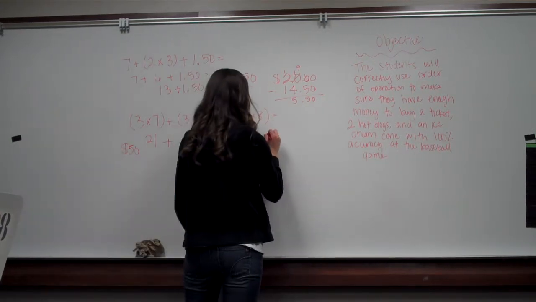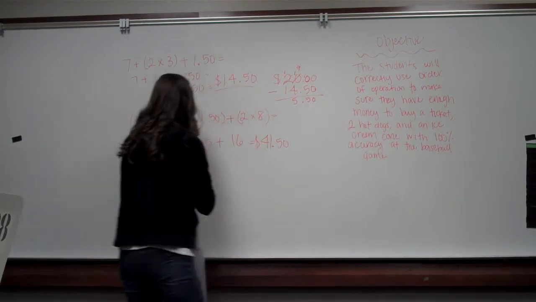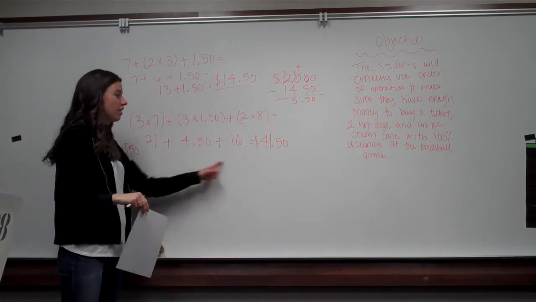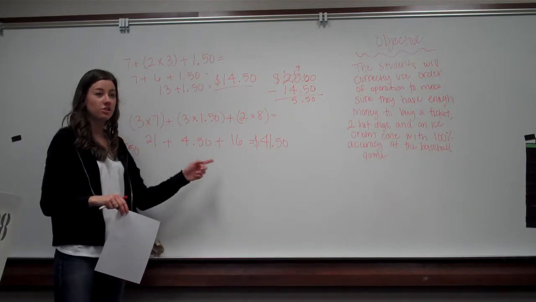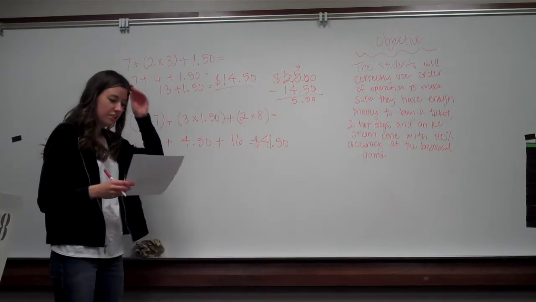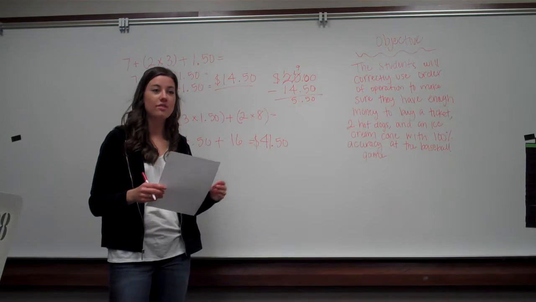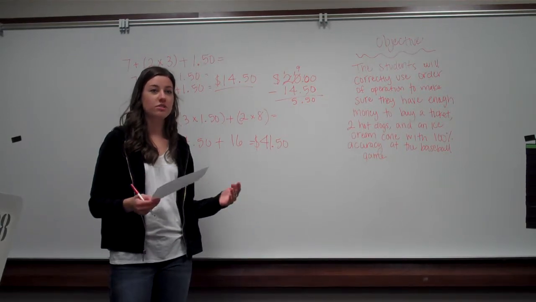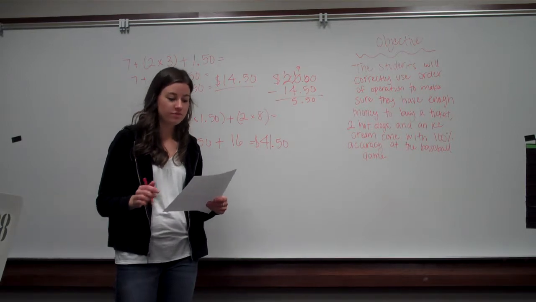So if the answer is 41.50, do you have enough money? If you have $50 and to do all this it only costs $41.50, do you have enough money for you and your 2 friends to go to the zoo? Yes. Correct. Because 50 is more than 41.50. So you'll have leftover money. So you could either save that money or you can buy some more food.